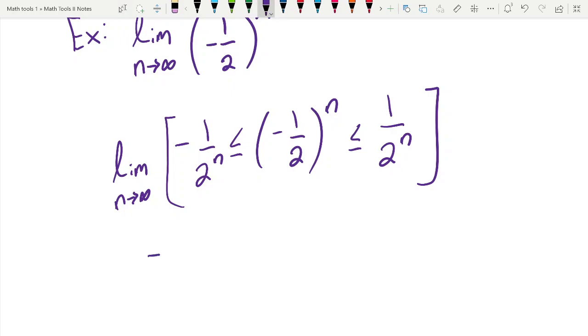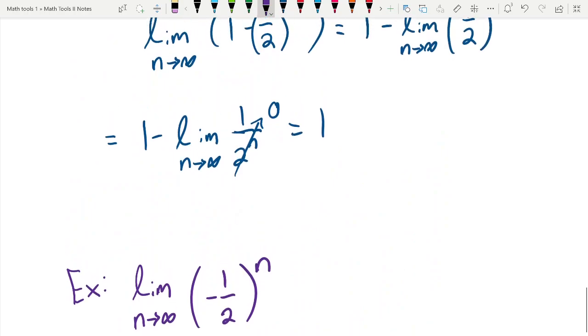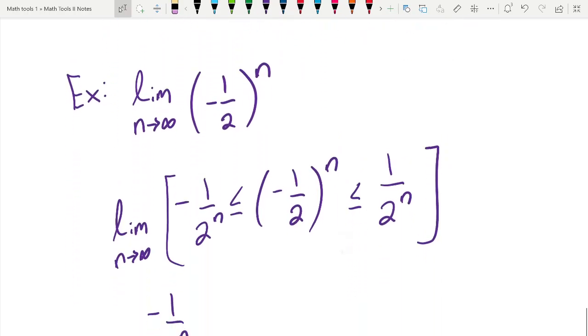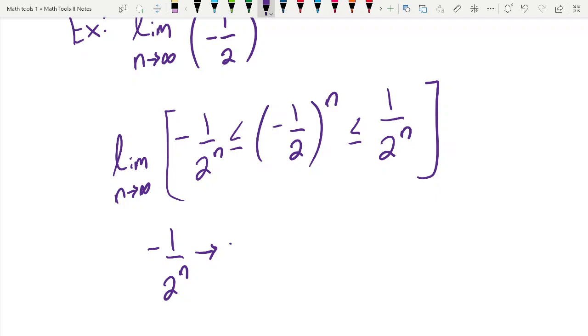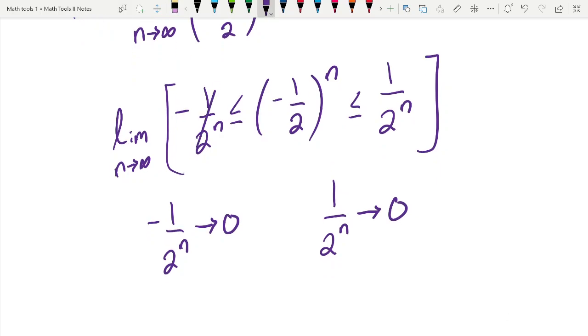So negative 1 over 2 to the n, that negative on the outside isn't changing the logic that we used for this problem up here, right? So this is still going to 0. Okay, and this is another way to write limits, by the way, which I don't think I've used. You could just write the arrow to what number it's going to. So you'll see that pretty commonly in this context. And then 1 over 2 to the n is also going to 0. Okay, so this is going to 0. This is going to 0.